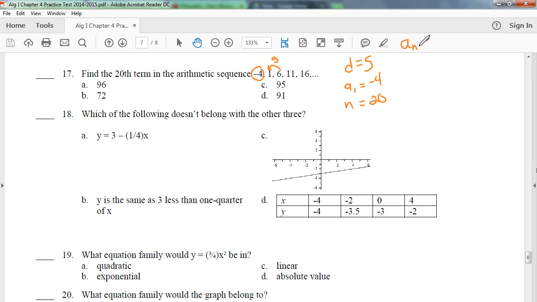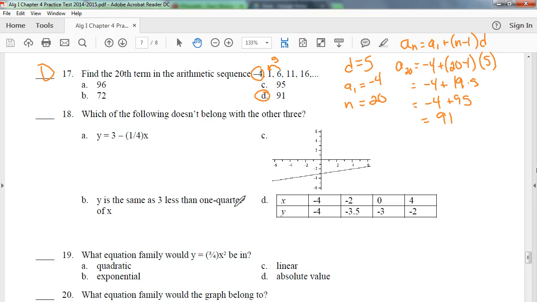Here's our formula for the nth term of an arithmetic sequence. Remember, this is on your formula sheet that you will have access to during the test. So we can plug in our numbers. a sub 20 equals a1, which is negative 4, plus n minus 1, so that's 20 minus 1, times d, which is 5. That comes out to negative 4 plus 19 times 5, which is negative 4 plus 95, which comes out to 91. So the answer to number 17 is D.